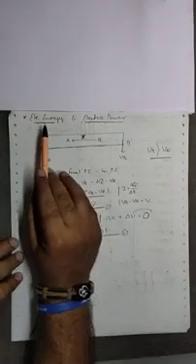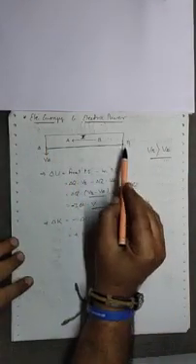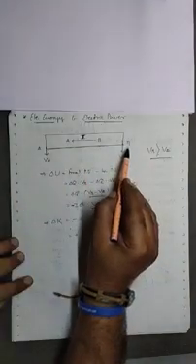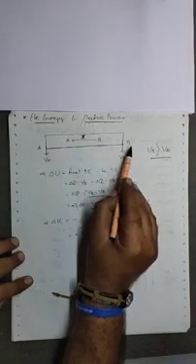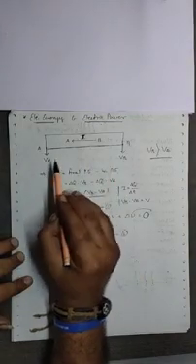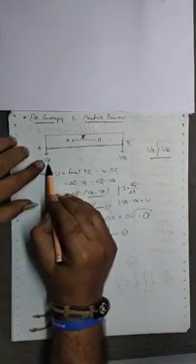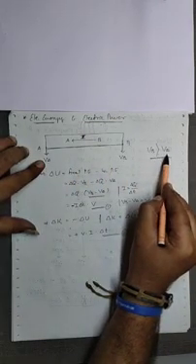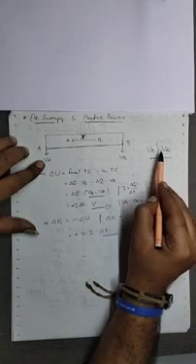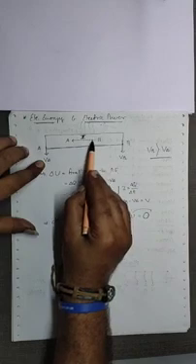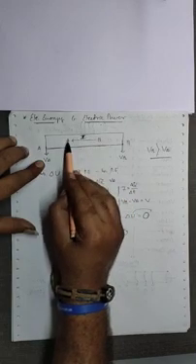Once again, let us see. Take a conductor with two ends A and B, electric potential difference VB minus VA. Why? Because VB is more than VA. So point B is at higher potential, so electric current will flow from B to A.